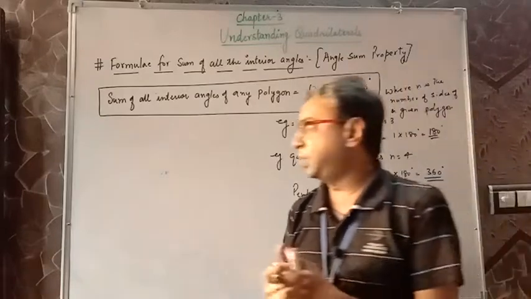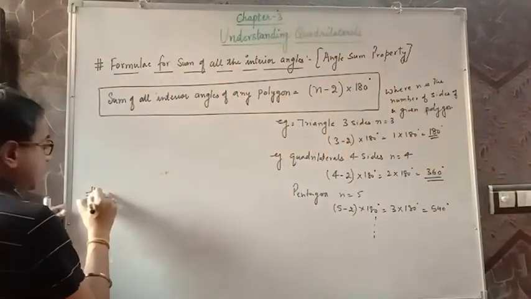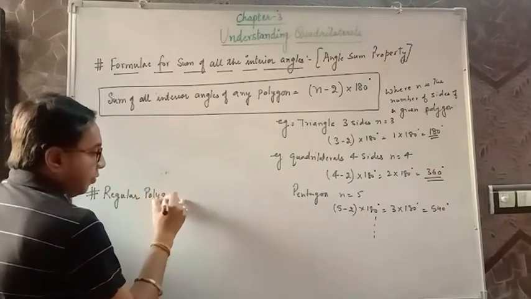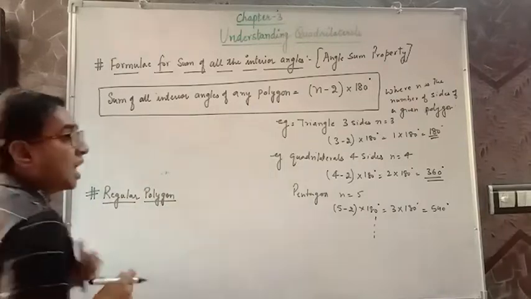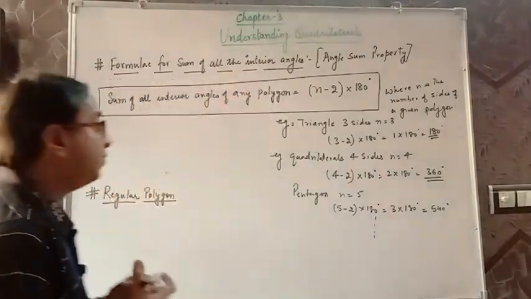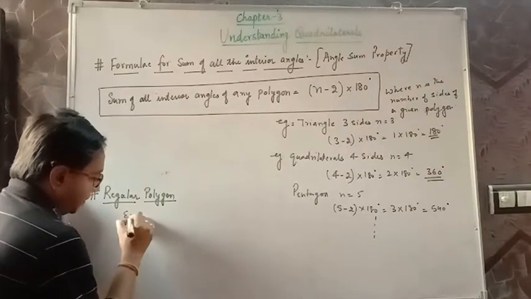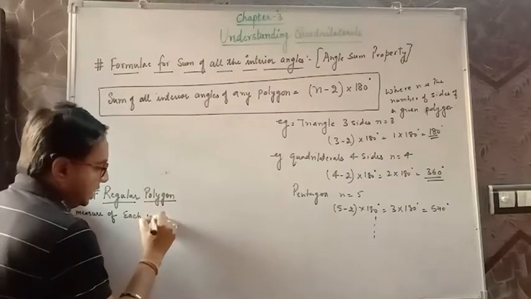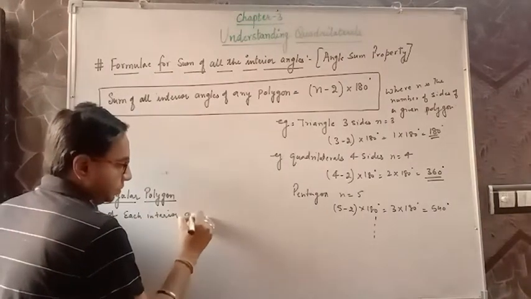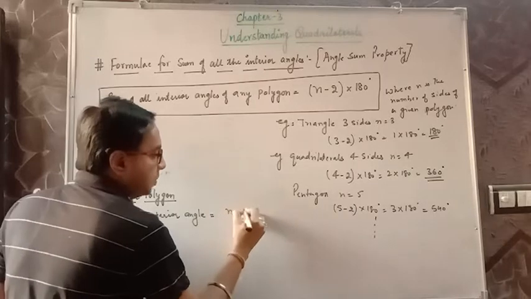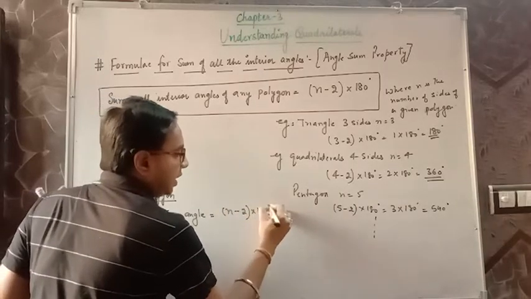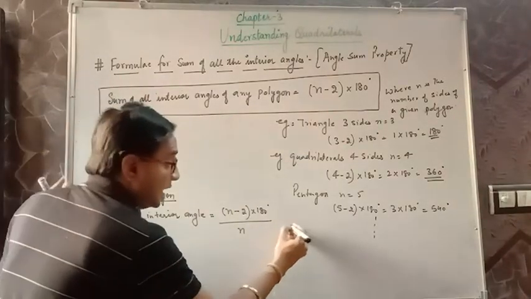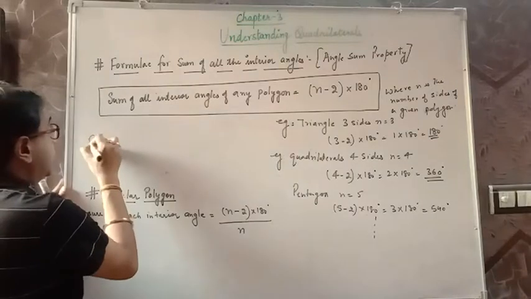Now, you might be thinking, sir, what if we have to find each exterior angle? What do we have to do? Simply, for each angle, we normally take the case of a regular polygon. For a regular polygon, definitely each angle measure would be the same. So, what is the formula? For that, the simple formula is: the measure of each interior angle is equal to n minus 2 into 180 degrees divided by n.